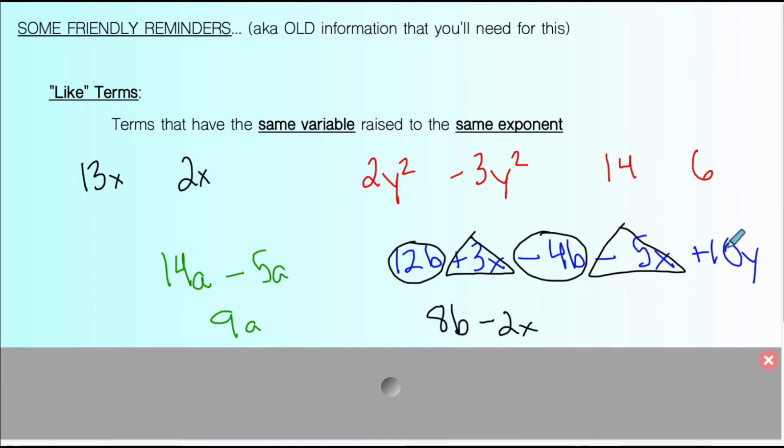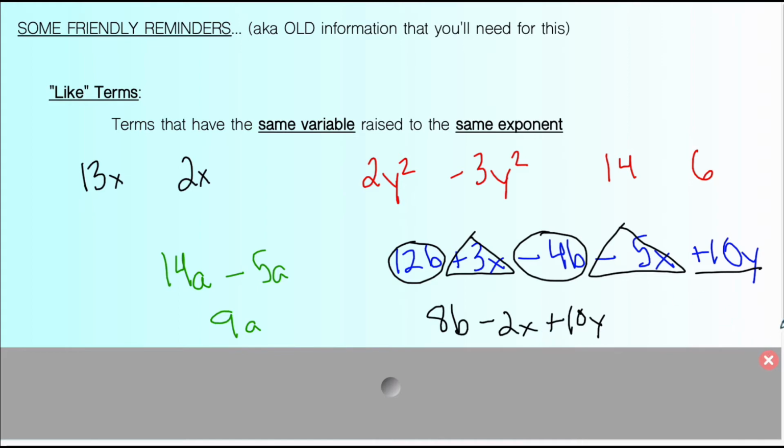And then the 10y has no like term. So that's just going to get dropped down. There's nothing for it to combine with. So that expression right there, the blue expression, would simplify down to this expression that I wrote with black ink. So one of the things you have to remember today are what are like terms and how to combine them. That's a very brief overview.